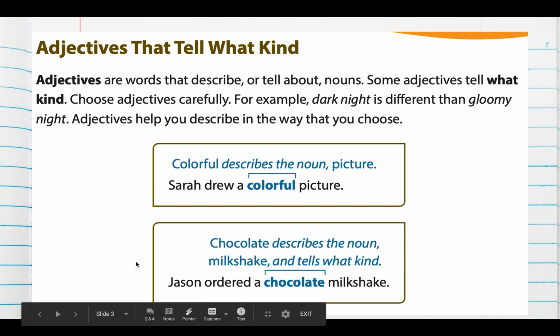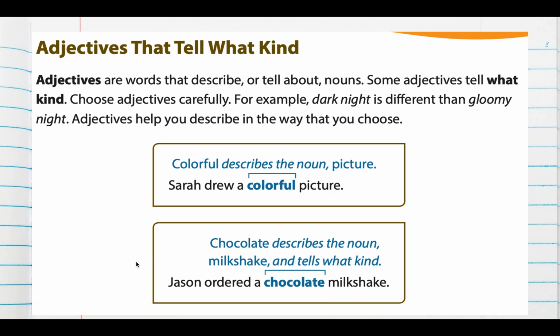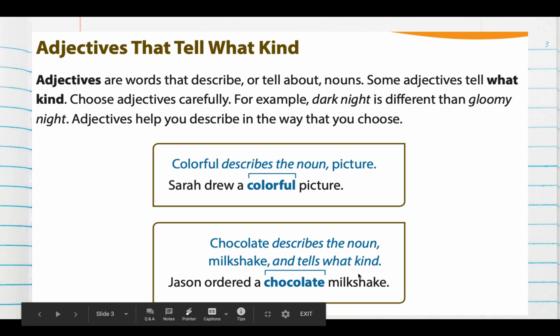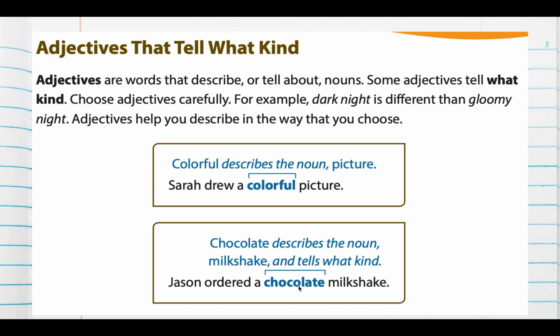In our example down below, Jason ordered a chocolate milkshake. Here we have two nouns, Jason and milkshake, but the word chocolate is our adjective because it's describing the noun milkshake. Chocolate is telling us what kind.